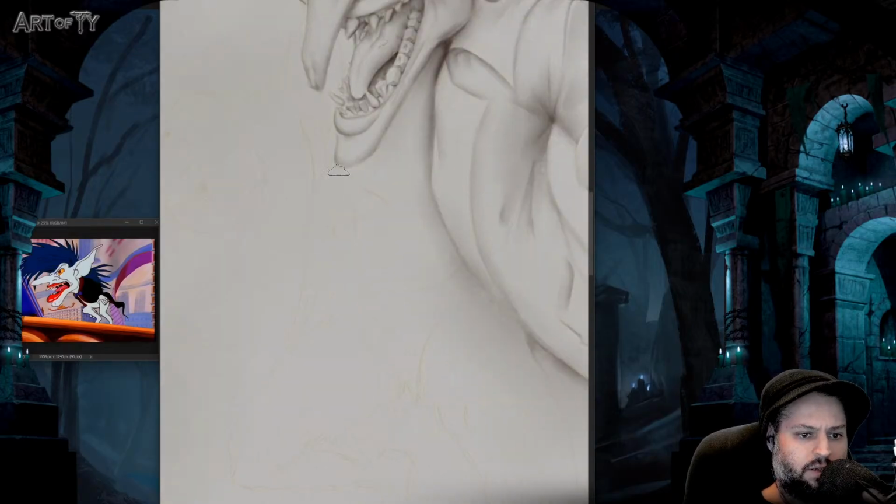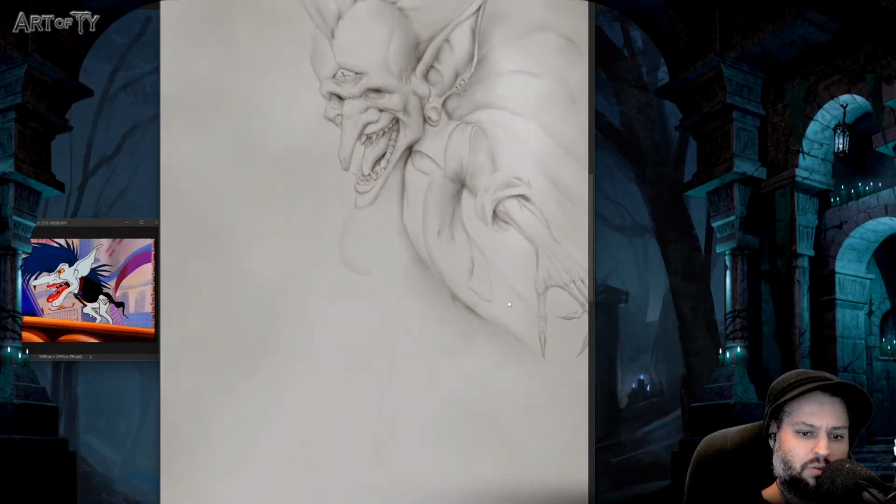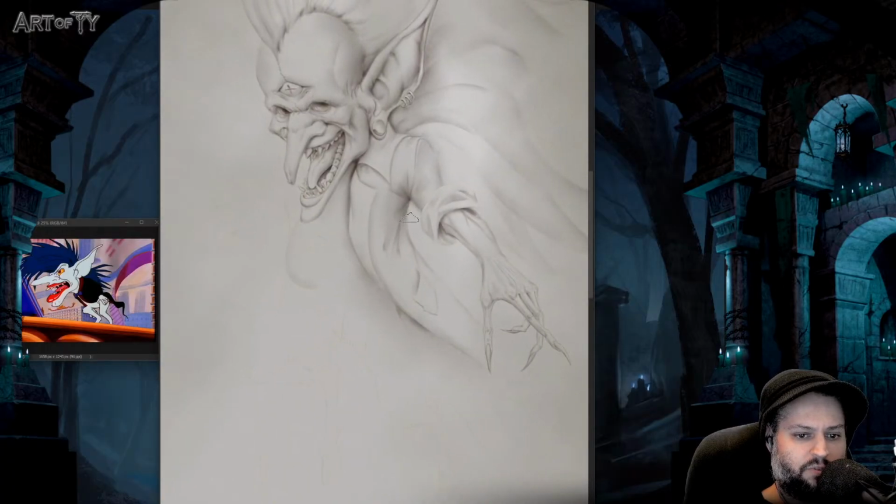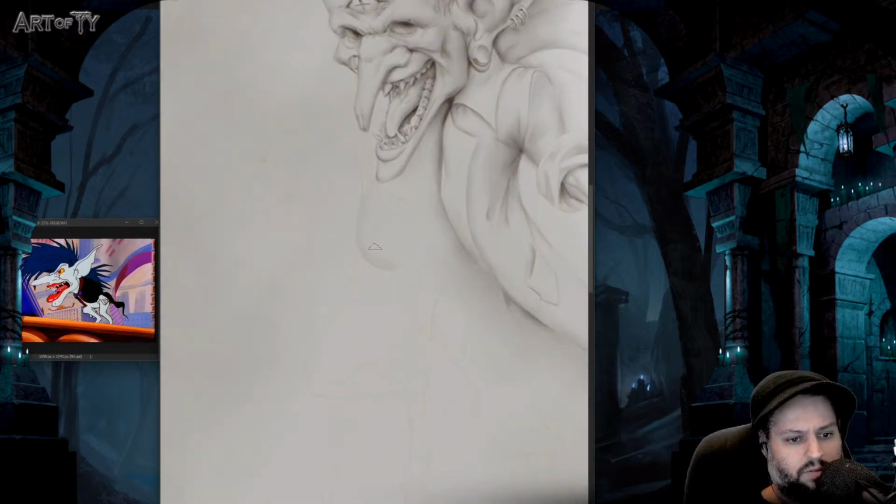Okay, let's see. So I gotta do his stomach. I'm not totally done with everything over here, but I'm feeling like I've got some good initial hits to that section. So I think we can keep moving here, get a nice good pass on everything.